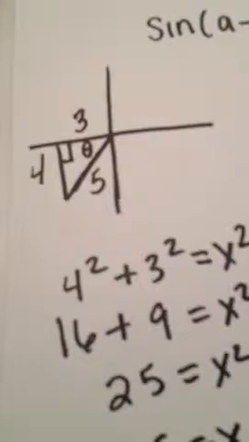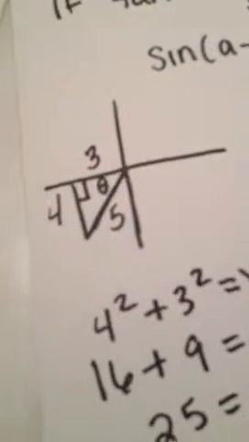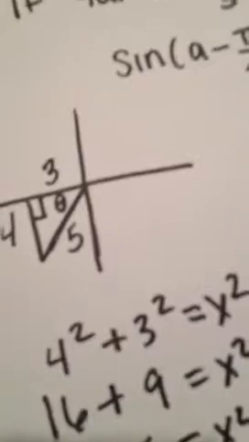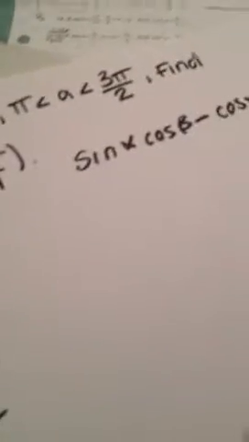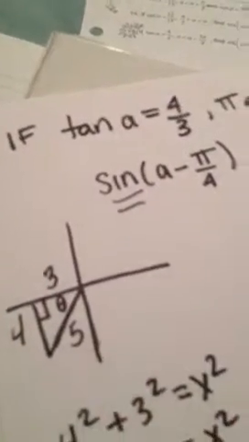Now that you figured that out, you can figure out what cosine is, because to use the sum and difference formula, you're going to be using sine. That difference formula is sine of theta cosine of beta minus, since it says minus pi over 4, cosine of theta sine of beta. So that's the formula you're going to be using. Since you have tangent, you have to figure out what sine and cosine are.